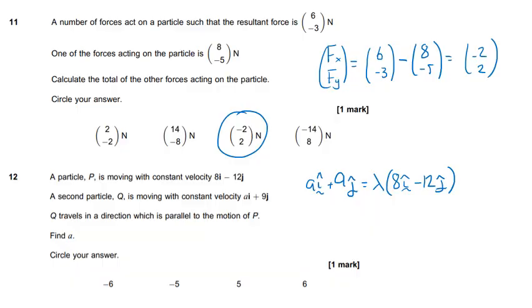So that's just a question of ratios really. So let's look at the y part. If we look at the y terms, we've got 9 is equal to minus 12 lambda. So lambda is equal to 9 over minus 12, which is the same as minus 3 over 4. So if we look at the x parts, we've got a is equal to 8 lambda. So 8 times minus 3 over 4, minus 24 over 4, that's minus 6.